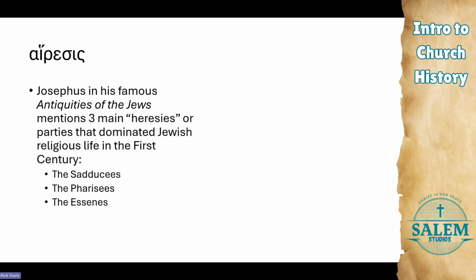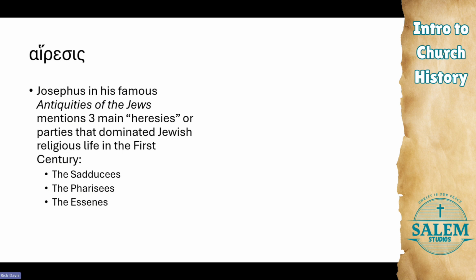I use this term heresies in particular. Does anybody know what a heresy is in the ancient context? Now, we think about heresy today as somebody who believes false doctrine and they're going to hell and all that kind of stuff. But what was a heresy in the first century when that term is used? Sure. A heresy is actually just a party or a faction. A sect would be the term that we would use today. And that was the original meaning of a heresy.